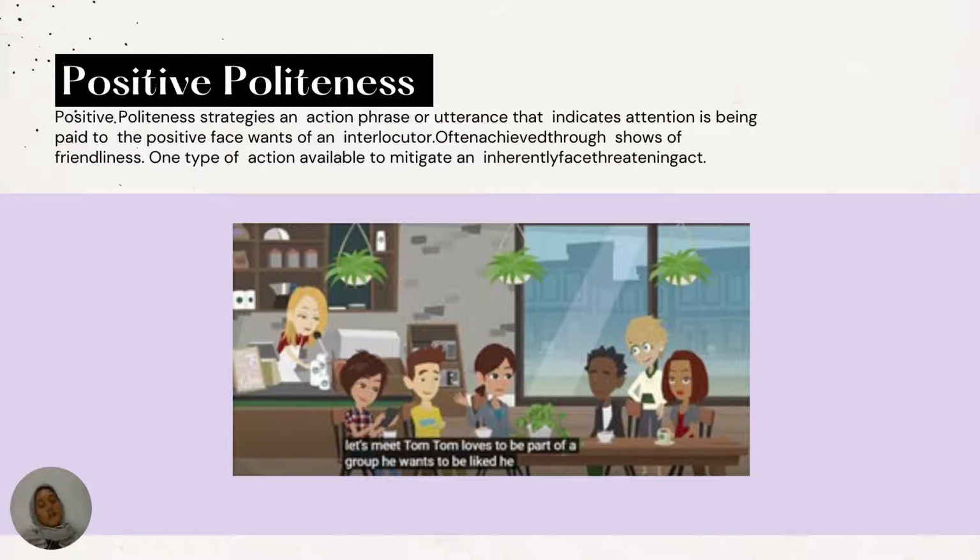In the example picture, he wants to feel like he wants to belong. The desire motivates his social interaction. Within Brown and Levinson's politeness theory, we call this positive face.